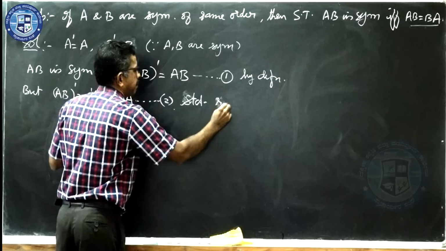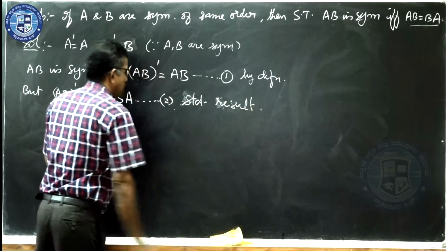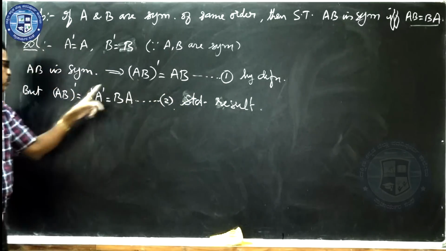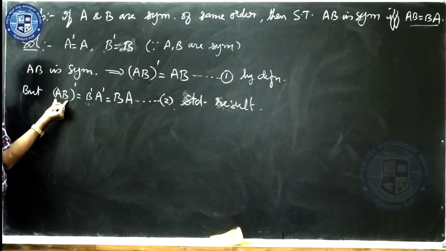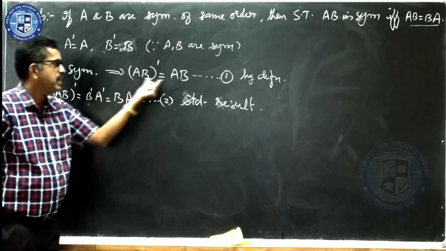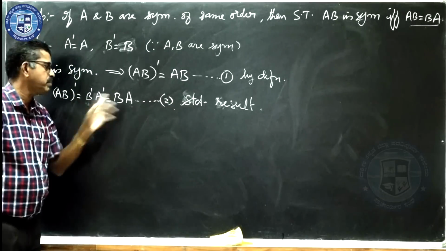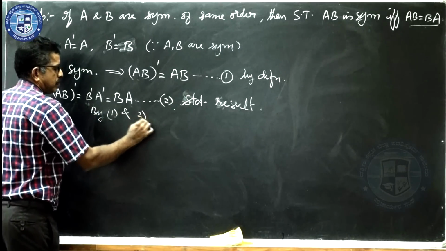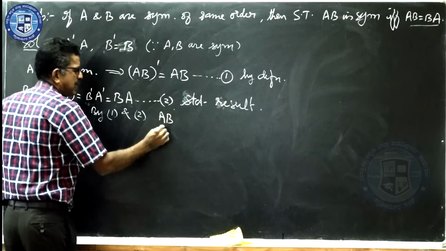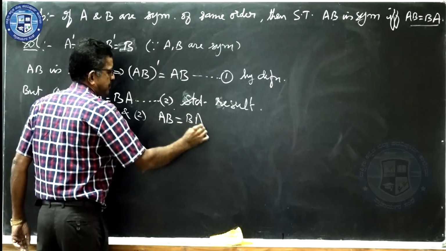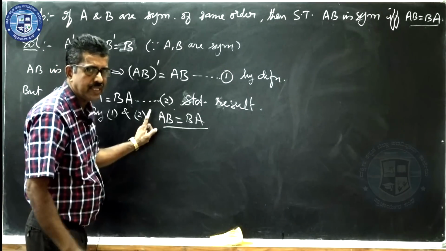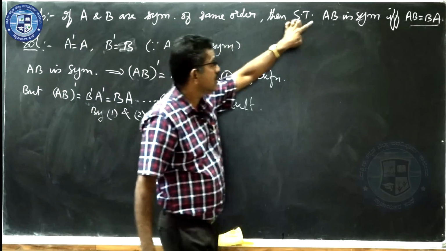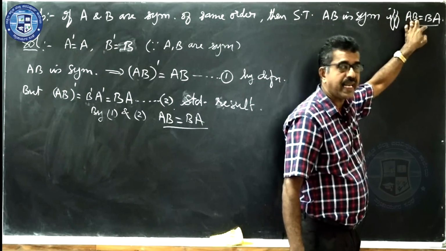Standard result, okay. Now, just look at equation 1, look at equation 2. In both equations, the left hand side is AB dash; here AB dash is AB and here AB dash is BA. Therefore, by 1 and 2, we have AB is the same as BA. So, I hope you understood. This is the direct proof: assuming that the first is true, we have proved the second is true.